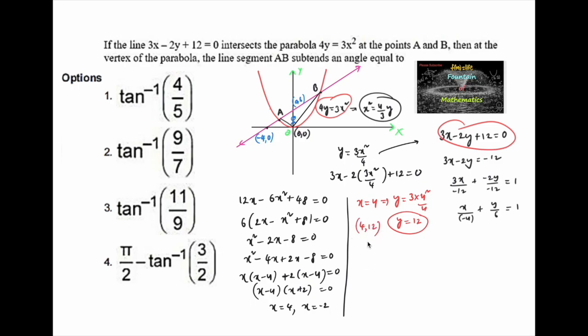And another point when x is equal to minus 2. So y is equal to 3 into (minus 2) whole square, that is 4 upon 4, which is equal to 3. So (minus 2, 3) is another point. So let us consider A is the point (minus 2, 3) and B is the point (4, 12).